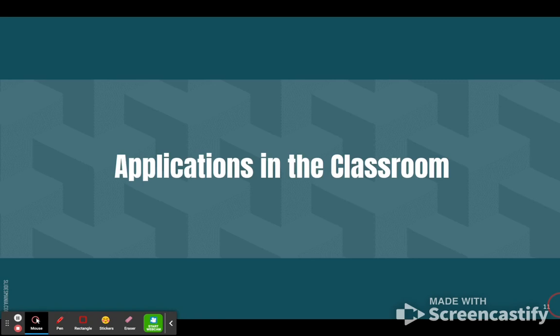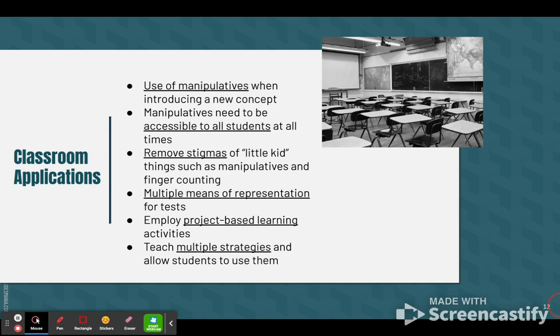So what kind of applications are there in the classroom to use CPA? The first thing is use of manipulatives when introducing a new concept. If a teacher is introducing fractions, really get out those fraction tiles and fraction strips, using things that students can manipulate with their hands, and then relate it to pictorial, and then relate it to the abstract concept.